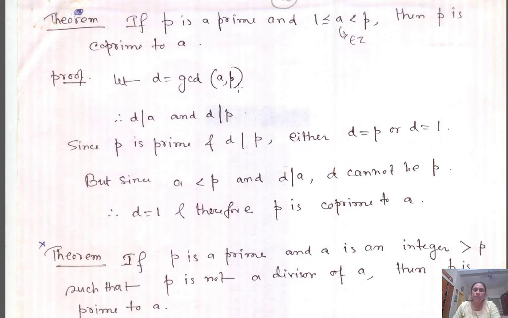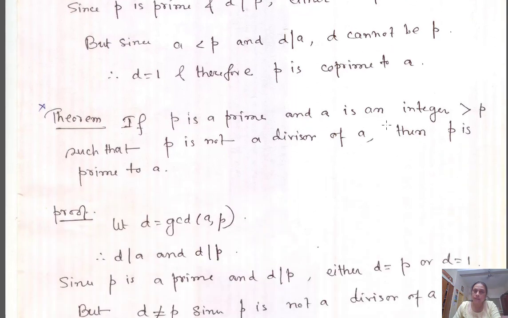So D equals GCD of A and P. That means D divides A, D divides P. P is prime, so D divides P implies either D equals P or D equals 1. But from the given condition, A is less than P and D divides A. This implies D cannot be P, because P is greater than A and P cannot divide A. So D must be 1. So A and P must be co-prime if you choose A to be a positive integer less than P.